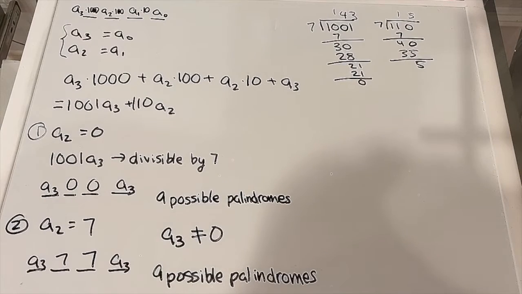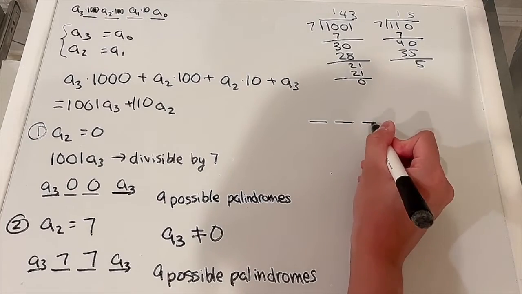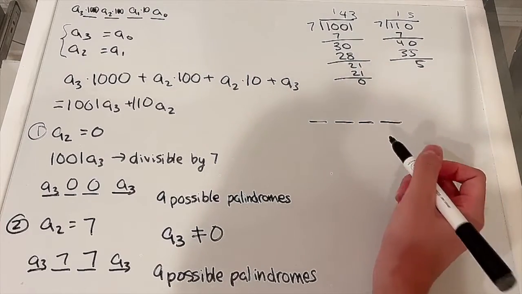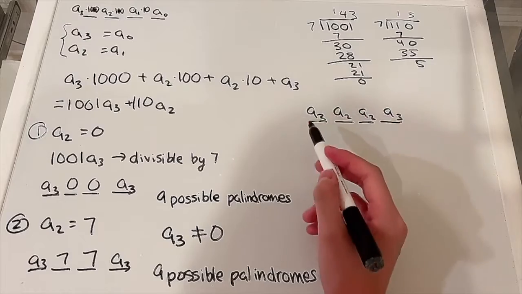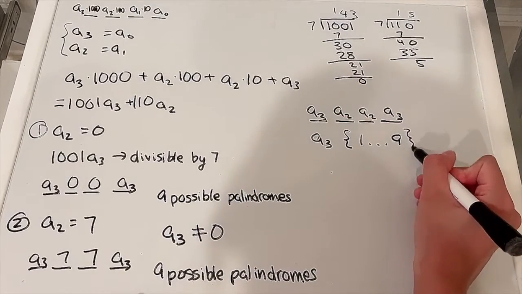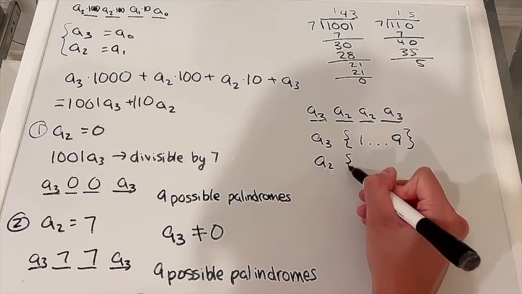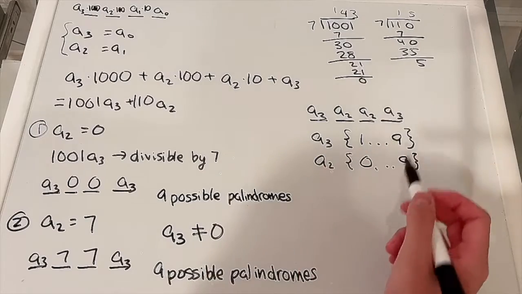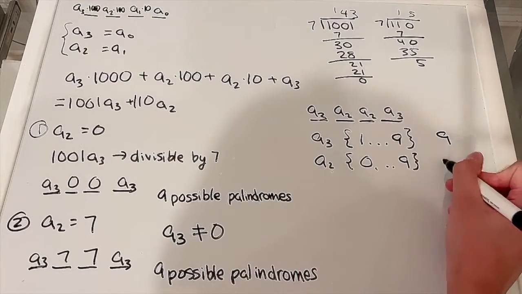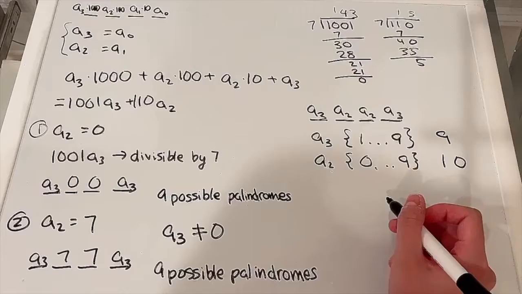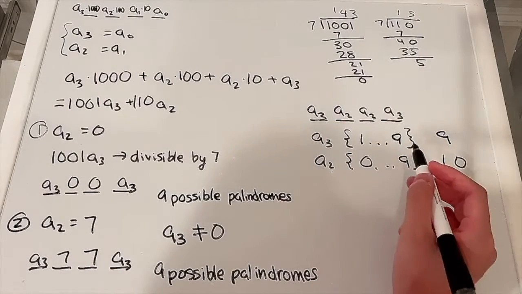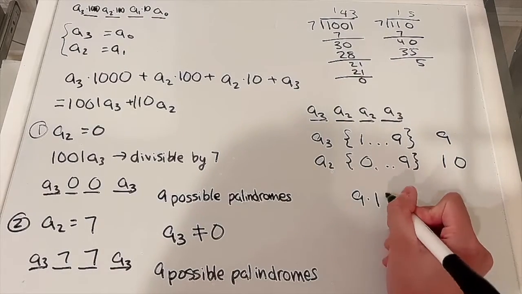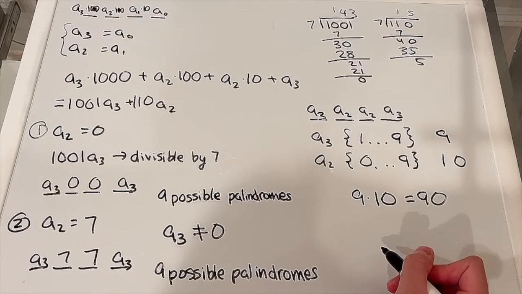Now we just have to find the total number of palindromes between 1,000 and 10,000, meaning 4-digit numbers. How many possible palindromes are there? A3 can be a number 1 through 9, and then A2 can be a number 0 through 9. Remember that A3 can't be 0 because it is the first number of the 4-digit number. So this will be 9 possible numbers, and this will be 10 possible numbers. So the number of palindromes here would be 9 times 10, which equals 90. 90 different palindromes.